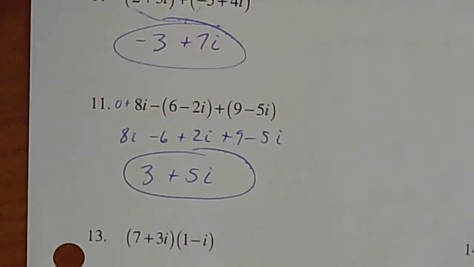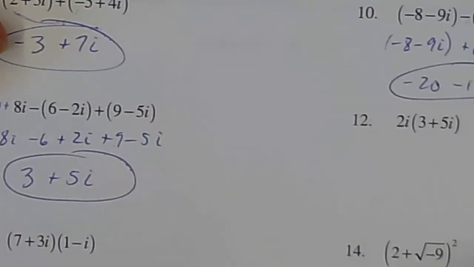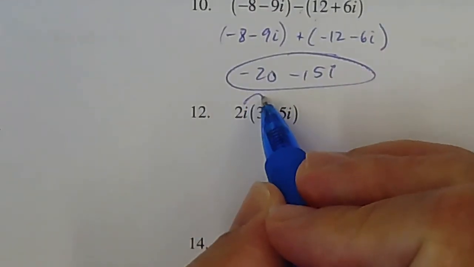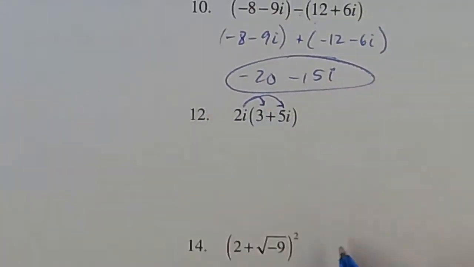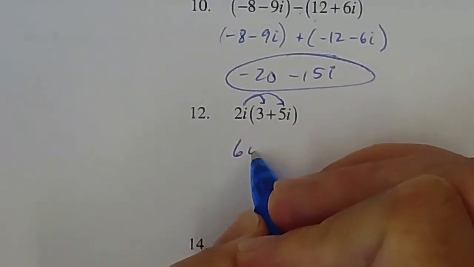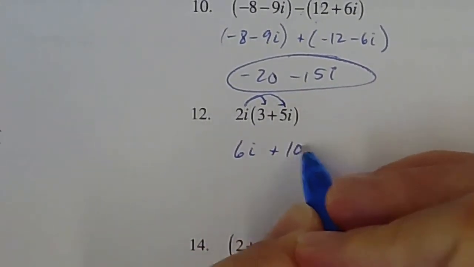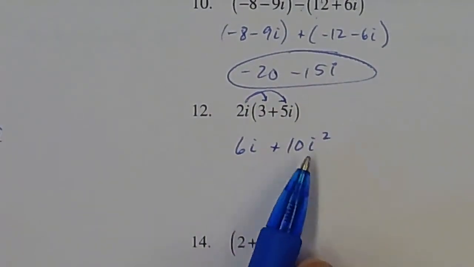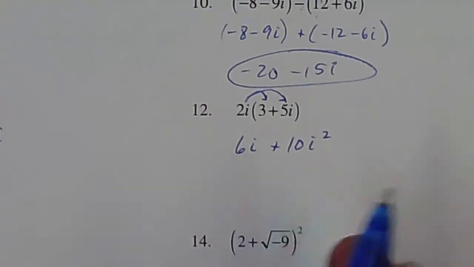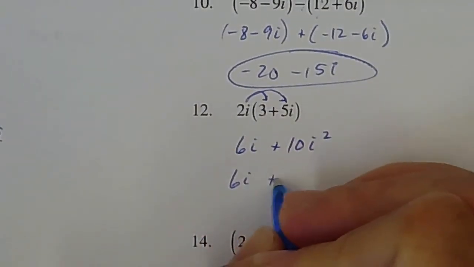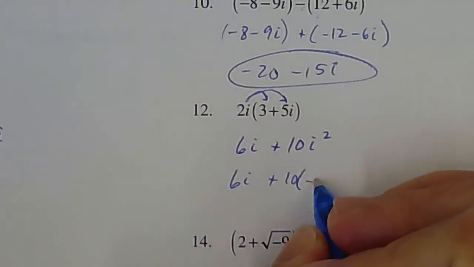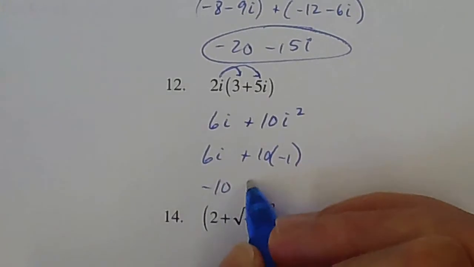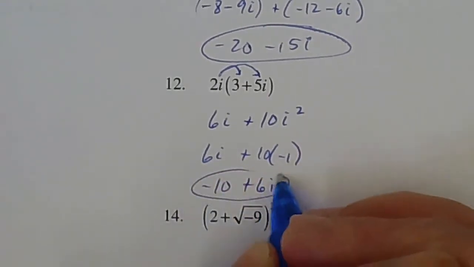Okay, 12, 13, and 14 involve some multiplication. Here we should distribute the 2i to both of these terms. So we get 6i plus 10i squared. Every time we see i squared, we're going to replace it with negative 1. Okay, and then standard form means I'm going to put this first now. So negative 10 plus 6i.